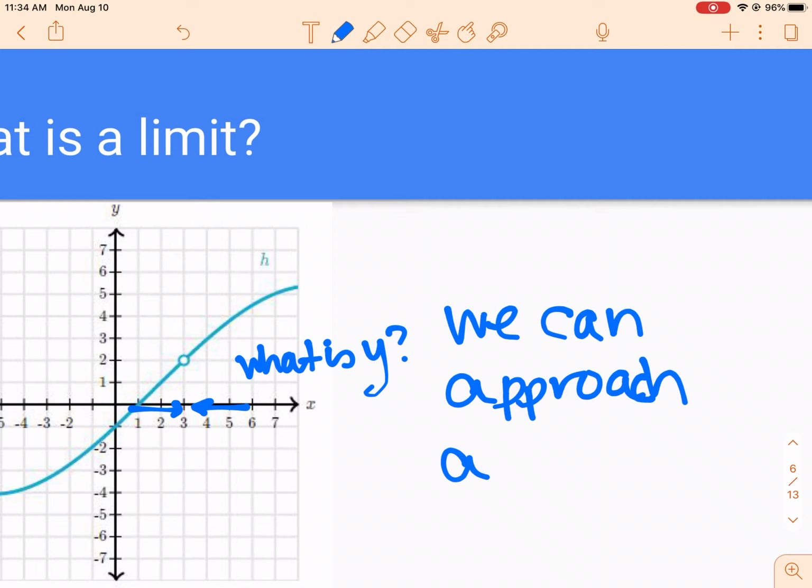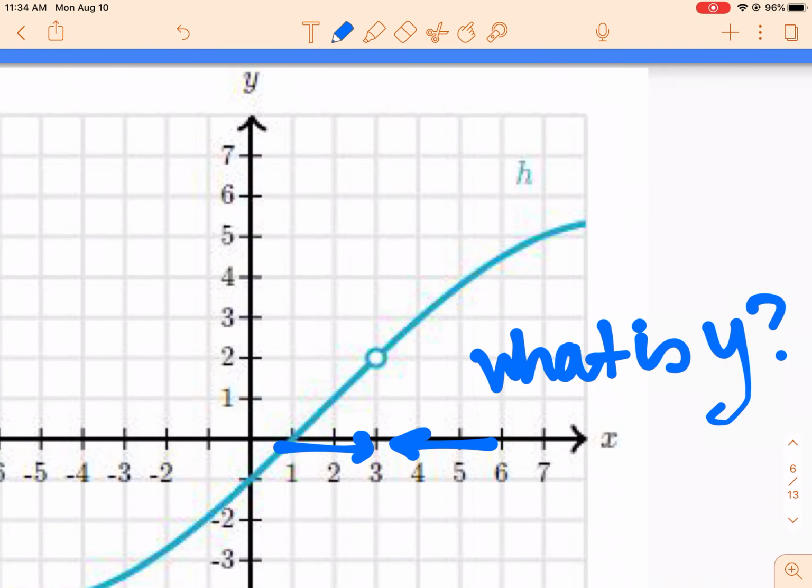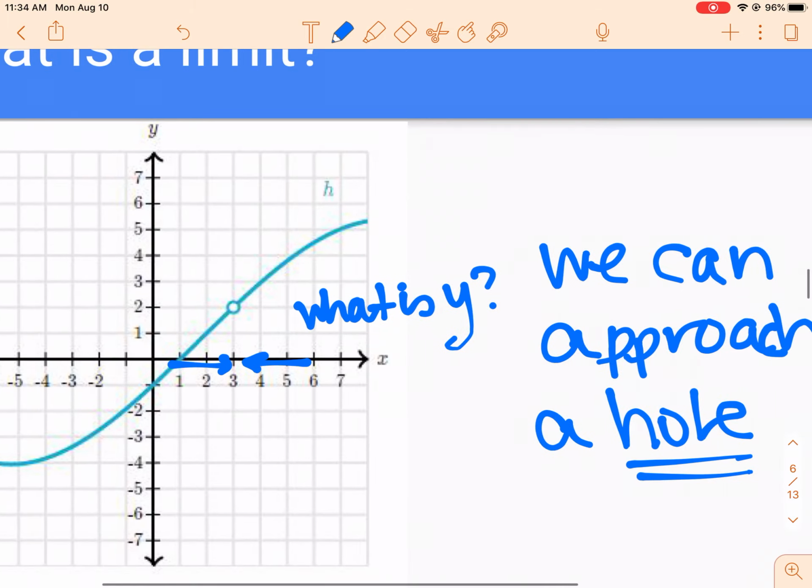Approach a hole. Okay, now if I said, what is the y value? You'd say, there isn't one, because there is actually no point there. It's an open circle. But if I ask you about the limit as we're approaching 3, you'd say, the limit's 2. The y value is 2 when we approach the x value of 3.